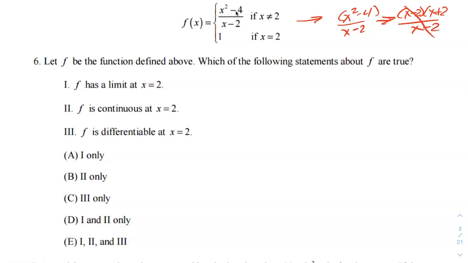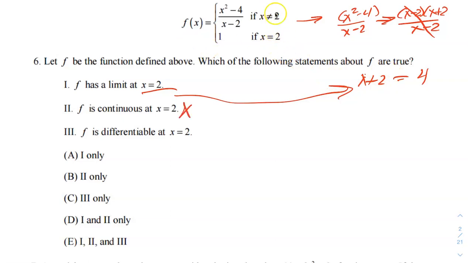These cancel out. So really that's just x plus 2 with the hole in it. So I could plug that in and get 4. So yes, it has a limit. Is it continuous? So this is x plus 2. If I plug in 2, I get 4. If I plug in 2 here, I get 1. So it's not continuous. These do not match.